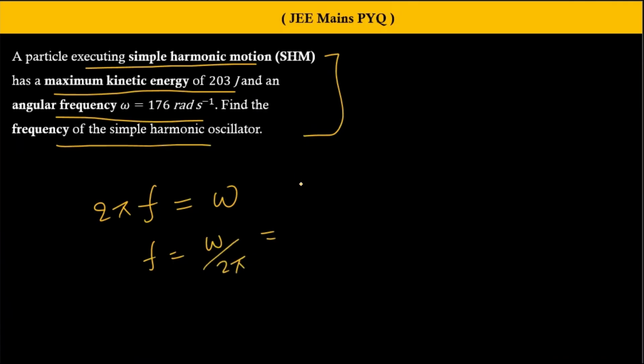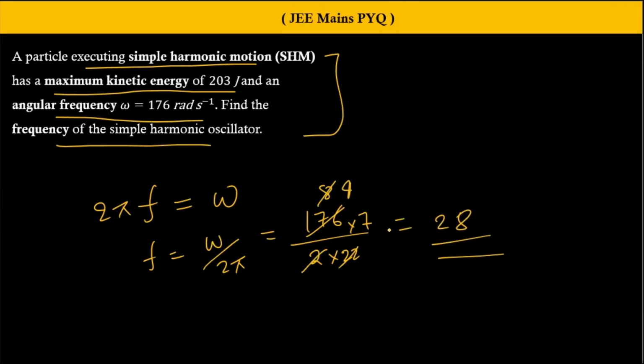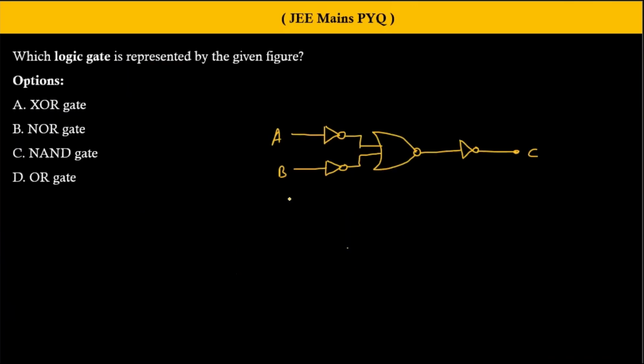ठीक है, and this ω is how much? This is 176 and 2π. Okay, so 2 into this will become how much? This is okay, 22 by 7 रख लो आप. So this will become how much? 8 times में cancel हो जाएगा and then you are left with what? This is your 28. So 28 you are going to get as answer. ठीक है? So simply putting the thing and getting the answer type question.